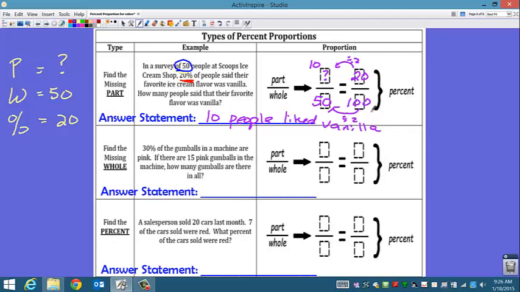So what I'd like for you to do is go ahead and pause the video and fill in the missing whole and the missing percent. Fill in the proportions, solve them, get your answer statements, and when you're done, come back and check your answers.